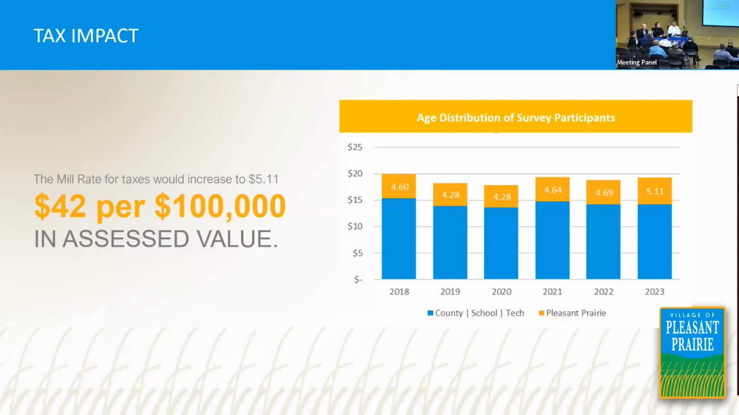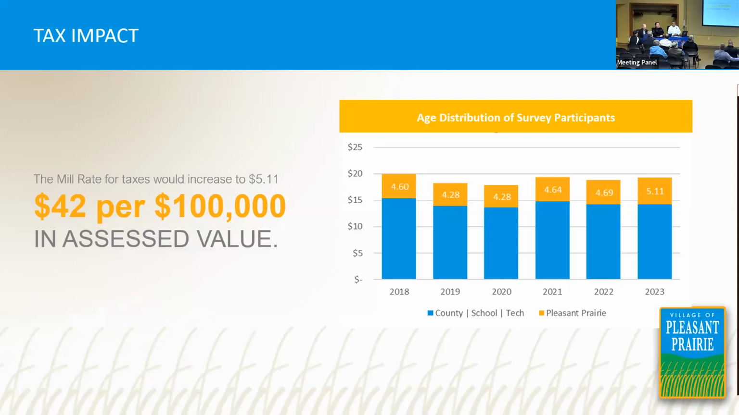So of the $17, 22% is $4.69, which is projected to change to $5.11, right? But in the overall picture, if you were to take that increase on a percentage basis, it's not 10% on the total amount that you pay in taxes. So the mill rate for taxes would increase to $5.11. It'd be $42 per $100,000 of assessed value.